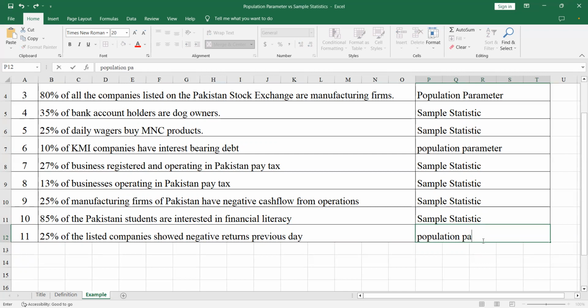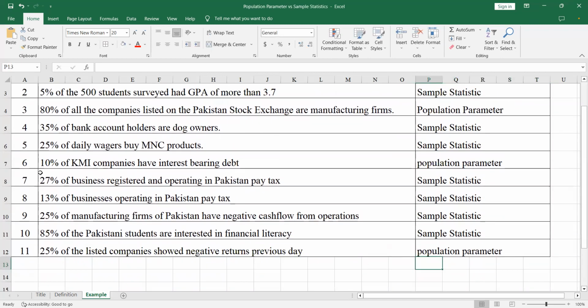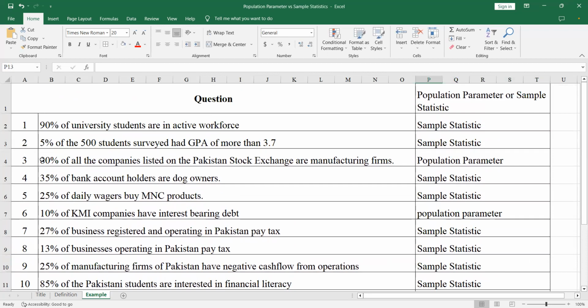Whenever you can reach the entire population and calculate a value for the entire population, it's a population parameter. However, if you have to take a sample and from that sample get a number about the population, then it's a sample statistic.